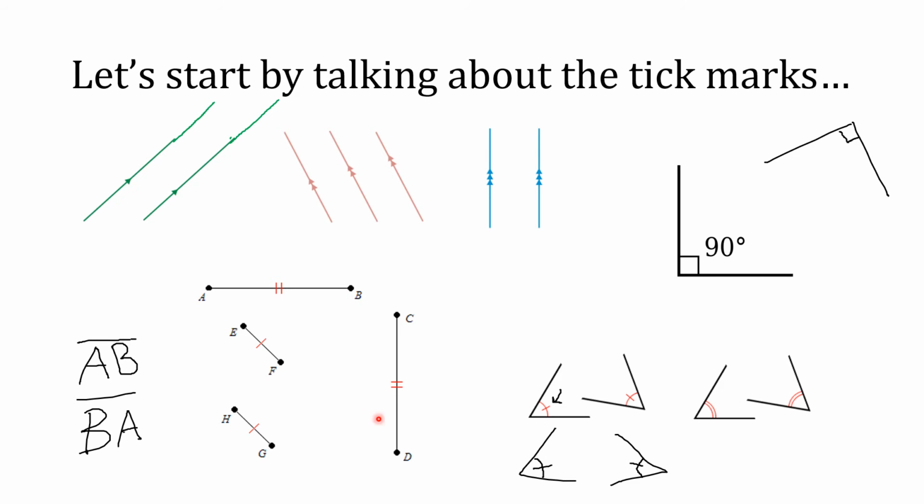And so following the same kind of logic as with the tick marks, the same number of arrows means that all lines with that same number of arrows are parallel to each other, but not necessarily parallel to everything else. So these two blue lines have the same number of arrows, so they're parallel to each other, but they're not parallel to the orange ones, and they're not parallel to the green ones, because the arrows are different. So hopefully that clears up most of the concerns that you may have about these tick marks.